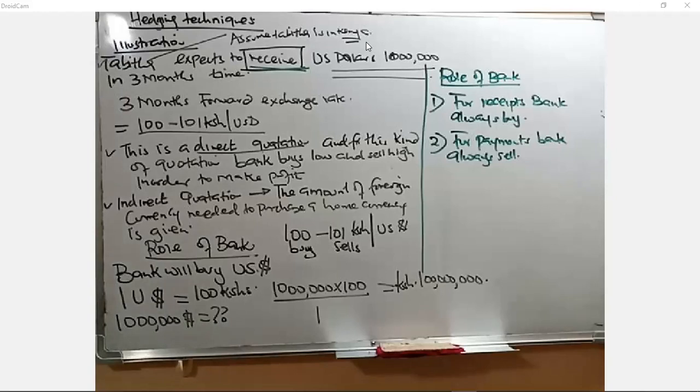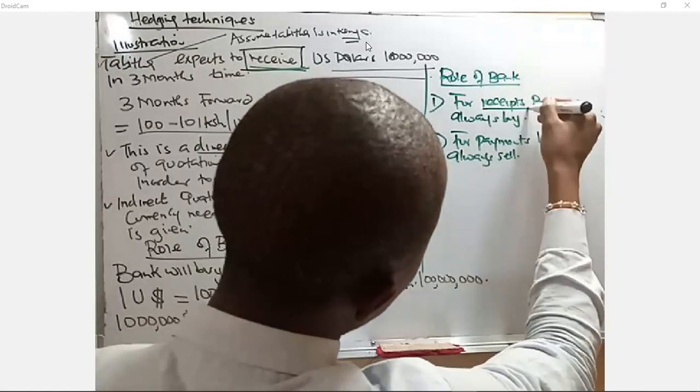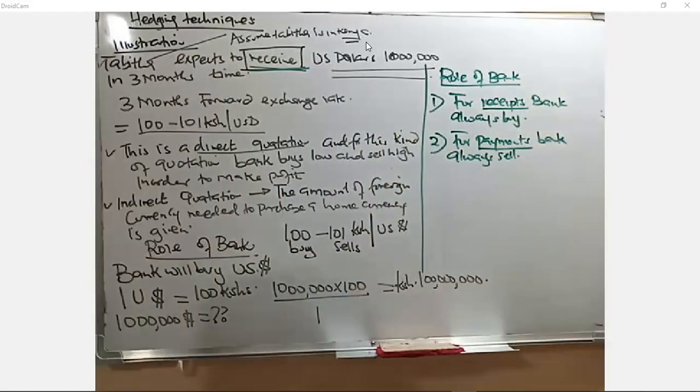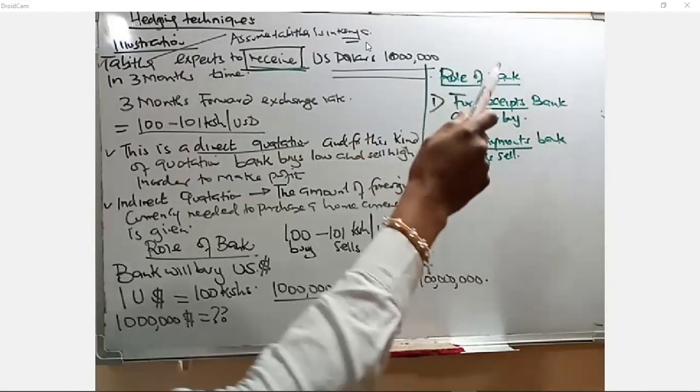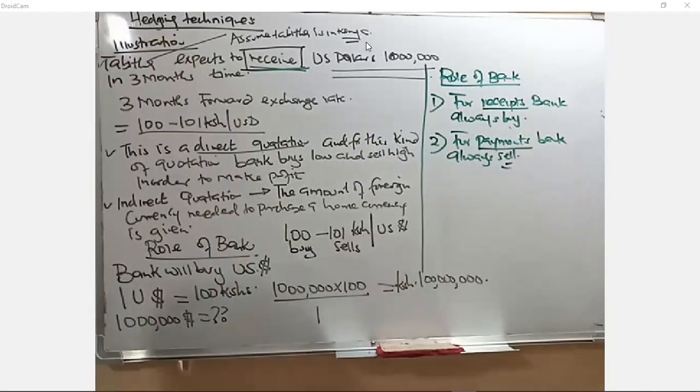So the most important aspect is to look at the question and define, is it a receipt? Is it a payment? Those are the only things that I'm supposed to be mastering when I go to the exam. Because I know very well, for receipts, the bank will buy. For payments, the bank will be able to sell.